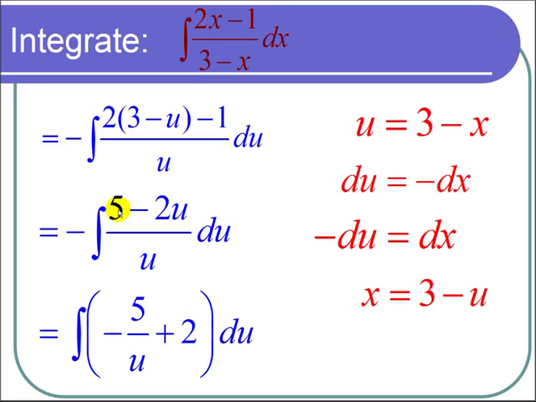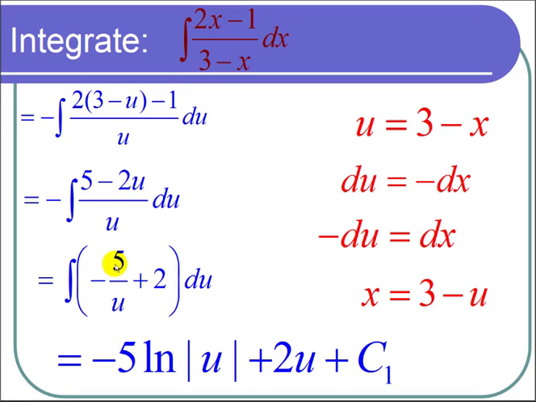So I get negative 5 over u. Then we have a negative. 2u over u is 2. So I get the integral of negative 5 over u plus 2, and that's an integral I can handle.